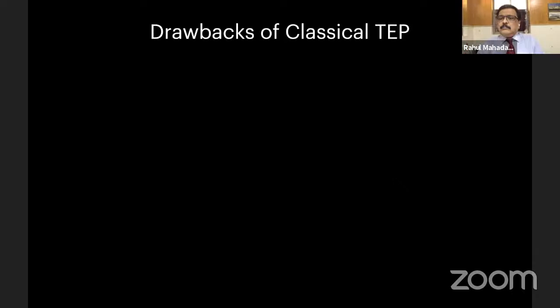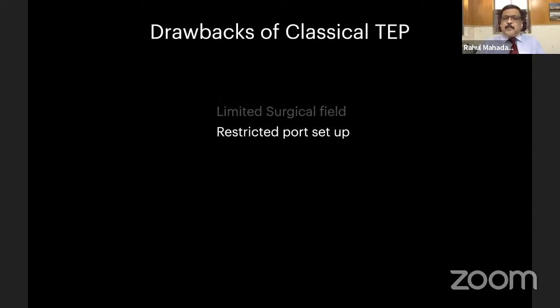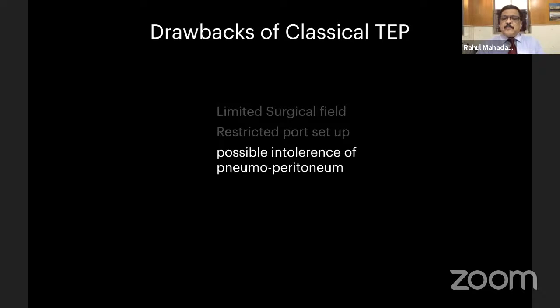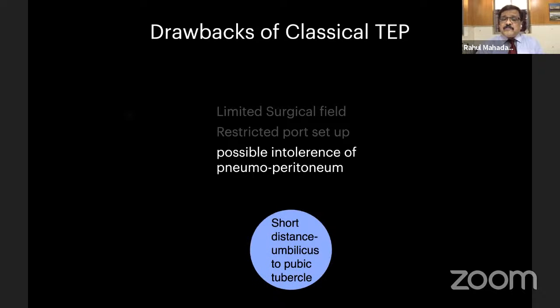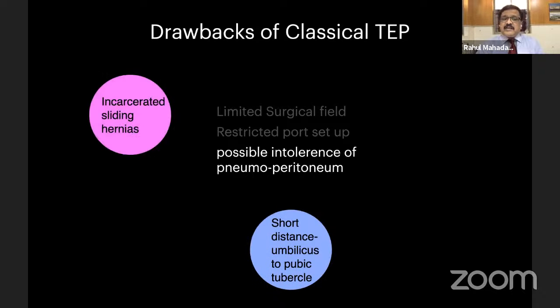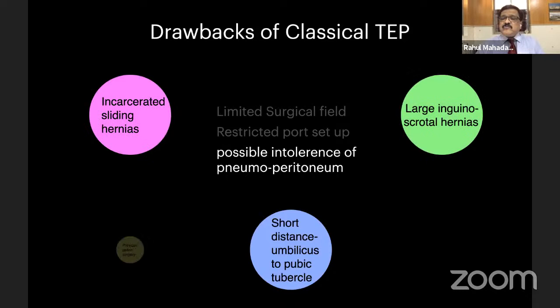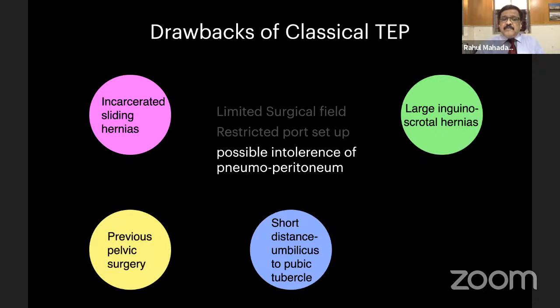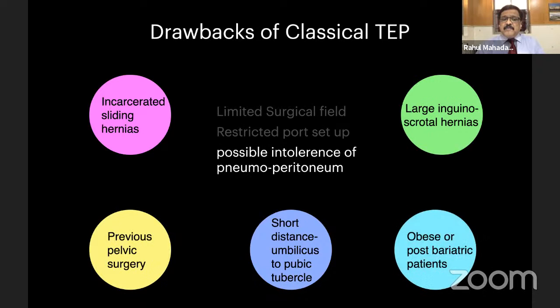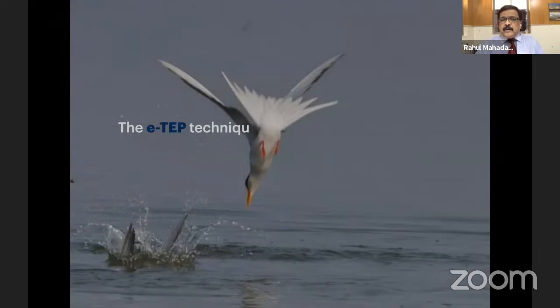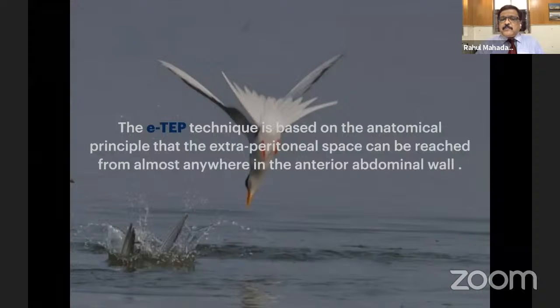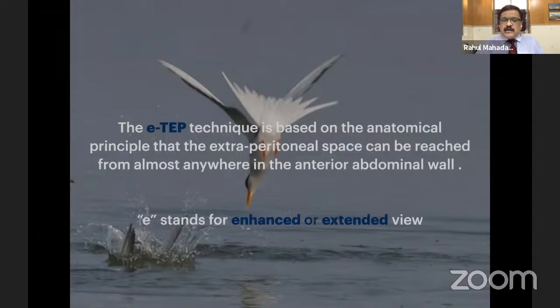Okay. So drawbacks of classical TEP. It is limited to the surgical field, restricted port setups, and possible intolerance of pneumoperitoneum. Especially, all these things are evident in a short distance from umbilicus to pubic tubercle, incarcerated sliding hernias, large inguinal hernias, previous pelvic surgery, and obese or post-bariatric patients. So the eTEP technique is based on the anatomy that the extraperitoneal space can be reached anywhere in the abdominal wall. Here, E stands for enhanced or extended view.